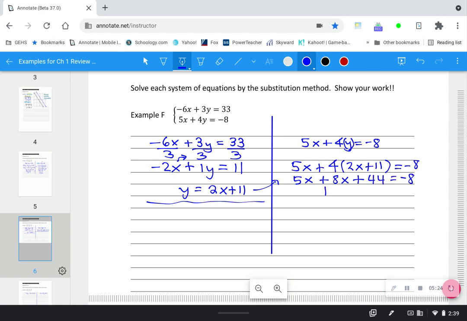Collect our like terms. The next thing I'm going to do is subtract 44 from both sides. And if you divide both sides by 13 here, you get negative 4. Simply substitute that back on the other side.